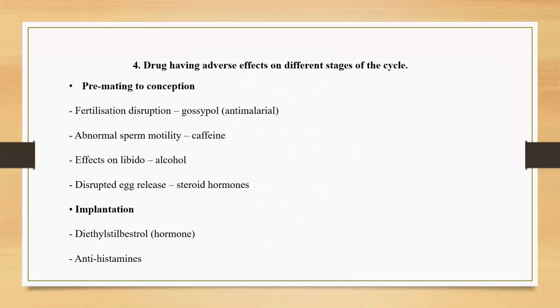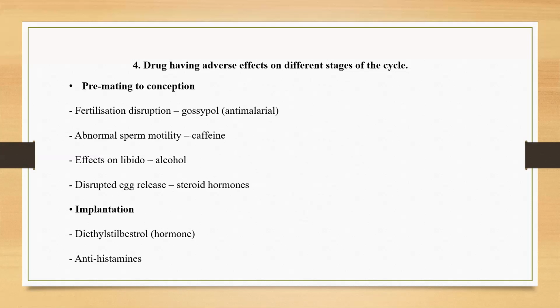Here come the drugs having adverse effects at different stages of the reproductive cycle. In the pre-mating to conception phase, gossypol, an anti-malarial drug, induces fertilization disruption. Caffeine induces abnormal sperm motility. Alcohol affects libido, that is the sexual desire; alcohol will decrease sexual desire. Then steroid hormones will disrupt egg release.